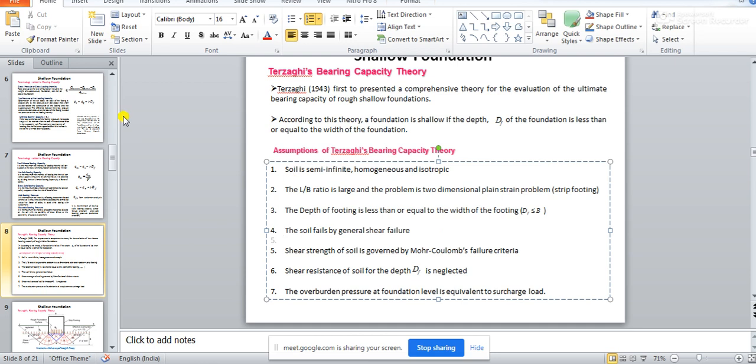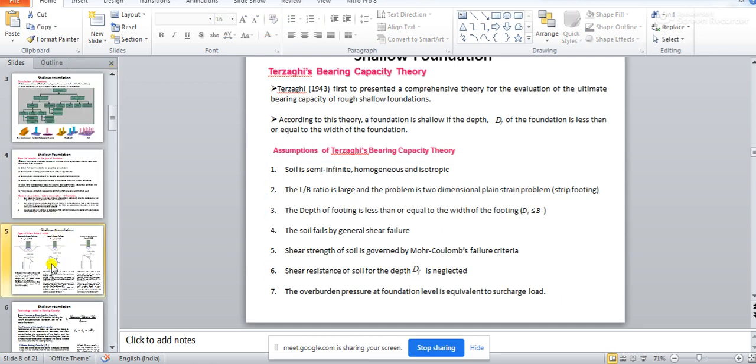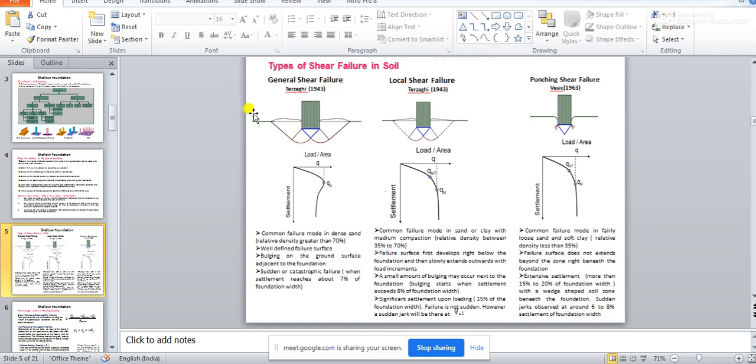General shear failure we have discussed, right? So general shear failure is nothing but this one. So Terzaghi's assumption is this one. See, Terzaghi 1943, whatever he has given, the theory he derived for the bearing capacity equation is assuming this kind of failure.